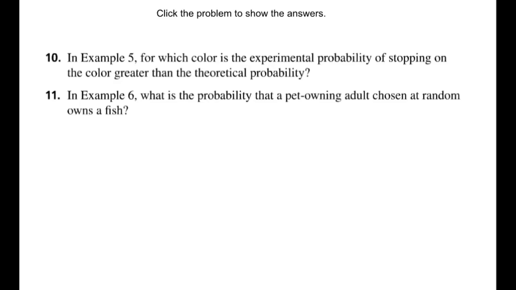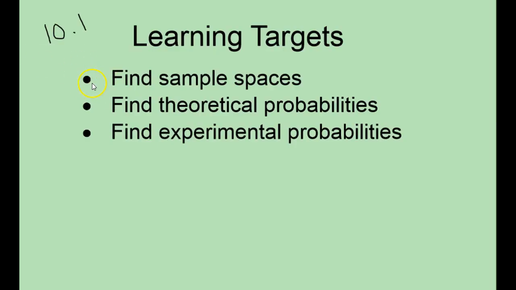So here's your last monitoring progress. Go ahead and try these before you try your exercises. And let's look back at our learning targets. Our first one was to find sample spaces. Remember that a sample space is all of my possible outcomes if I was going to test the situation. Then we looked at theoretical probabilities, where I haven't done the experiment yet, so I'm just trying to think of what might happen. And then we found some experimental probabilities. We've already done these experiments or surveys, and we take the data and find probabilities based on that. Now that we've looked at all of these things and checked off these learning targets, go ahead and work on the homework for section 10.1.